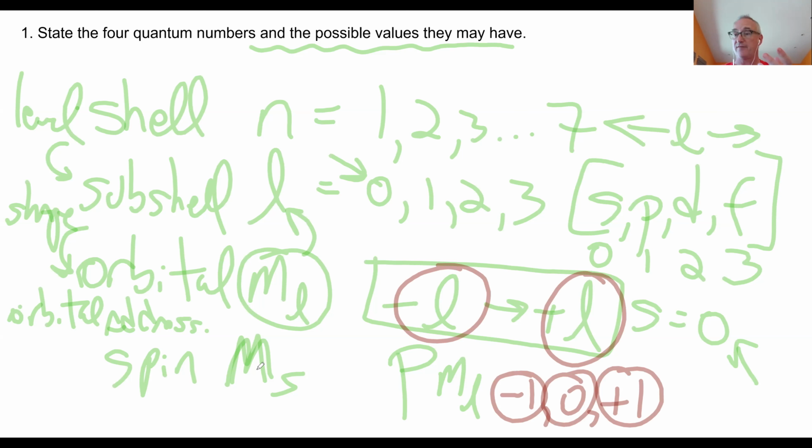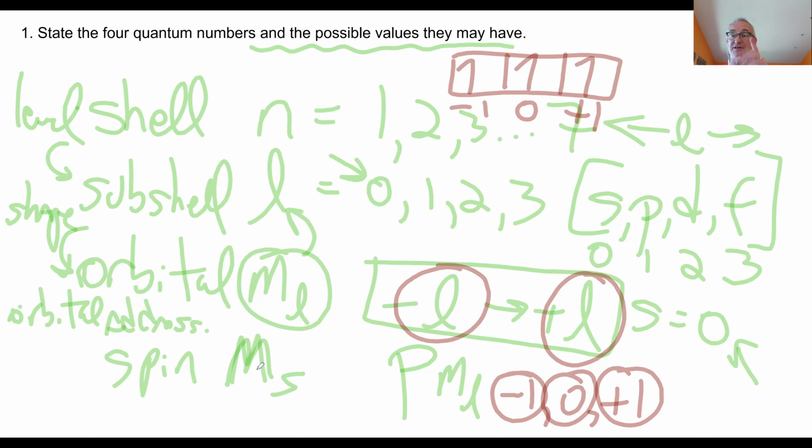If we were to write an orbital diagram for P, we put our electrons in it. The first one over here we would say is minus 1, the one in the middle is 0, and the one on the far right is plus 1. It actually indicates which of the 3 orbitals it is. Is it the first one, the second one, or the third one? Is it minus 1, 0, or plus 1? So that's P.